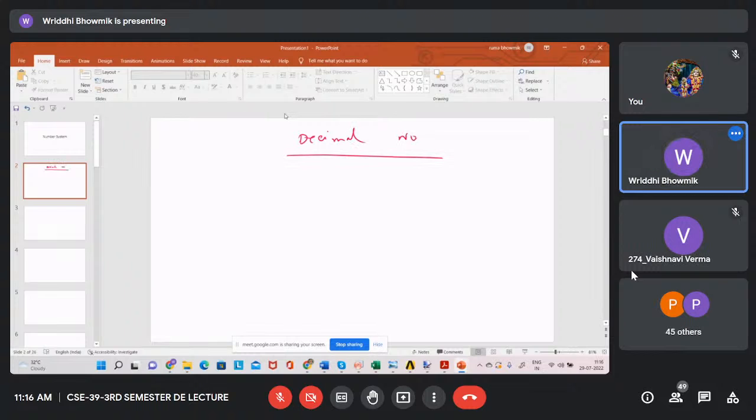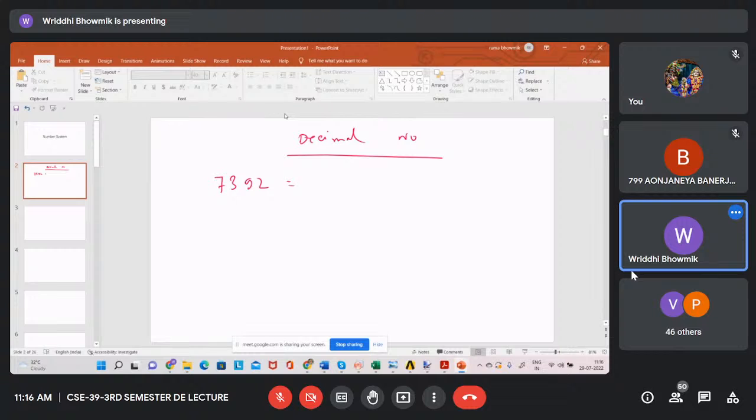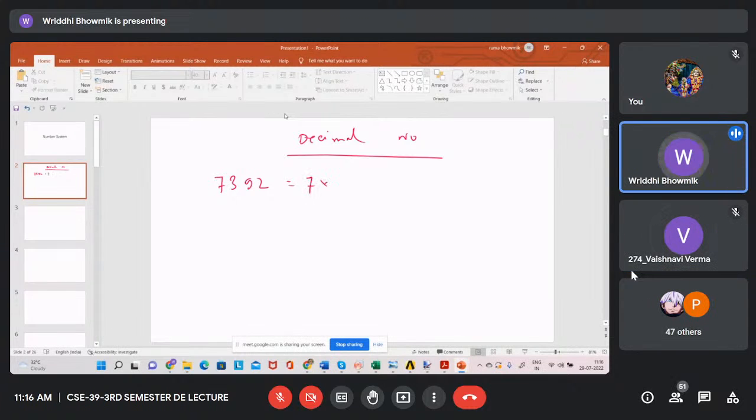What it is, suppose you have the 7392. This is a decimal number. How could you express it? The process is very simple. The 7 into 10 cube plus 3 into 10 square plus 9 into 10 to the power 1 plus 2 into 10 to the power 0. So in this way you can express it.